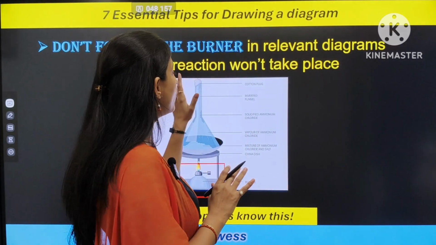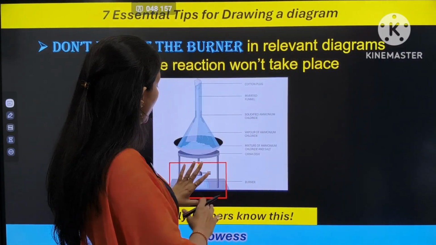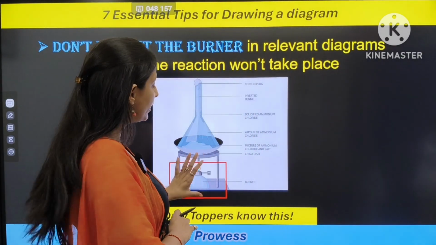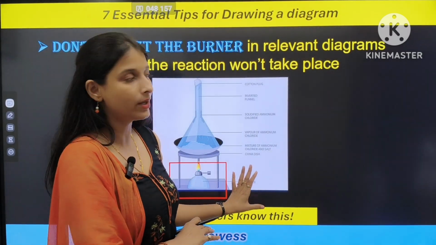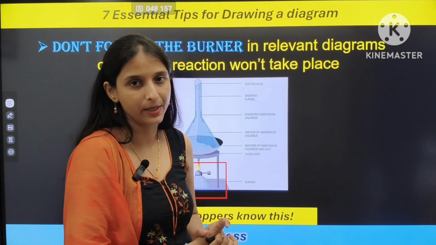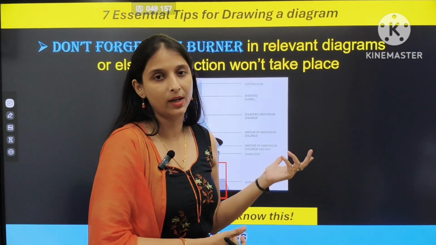So whenever you're drawing your diagram, say this is an experiment which needs a burner, drawing the burner is very important, or else this reaction is not going to take place. So this diagram will give you 0 marks, okay?